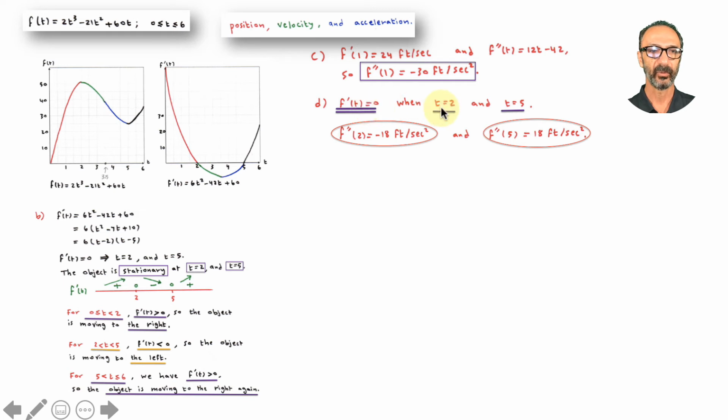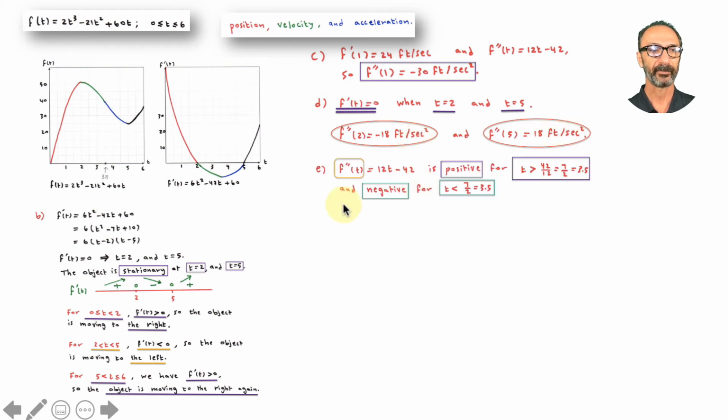Velocity is 0 when t is 2 and at 5. Plug in 2 and 5 in the acceleration, the second derivative. We got minus 18 feet per second squared, and we have positive 18 feet per second squared. Part E. F double prime is right here, is positive.